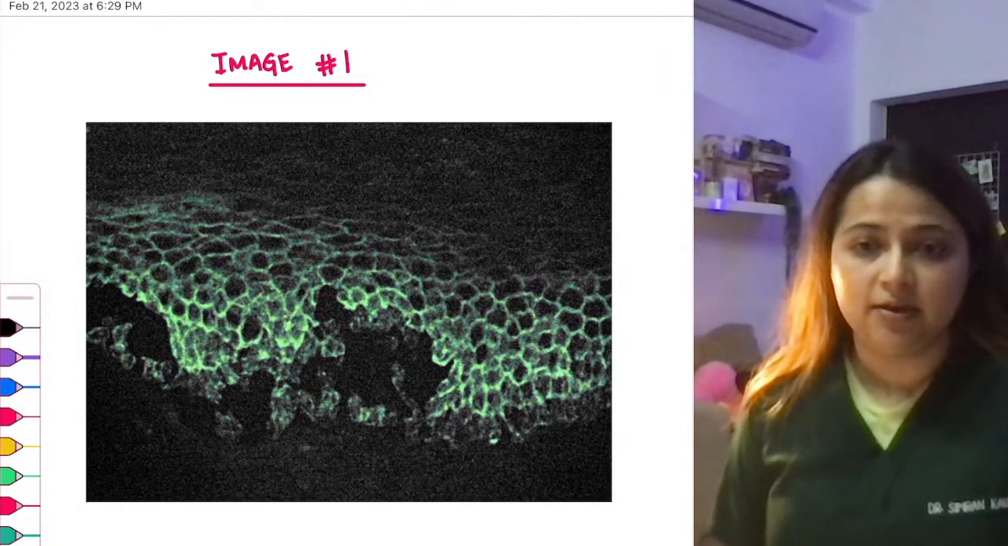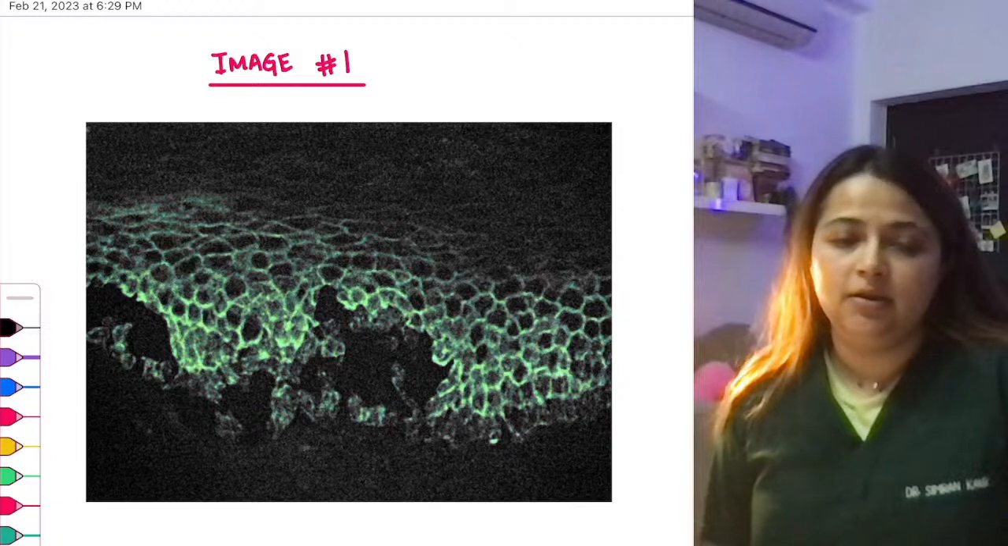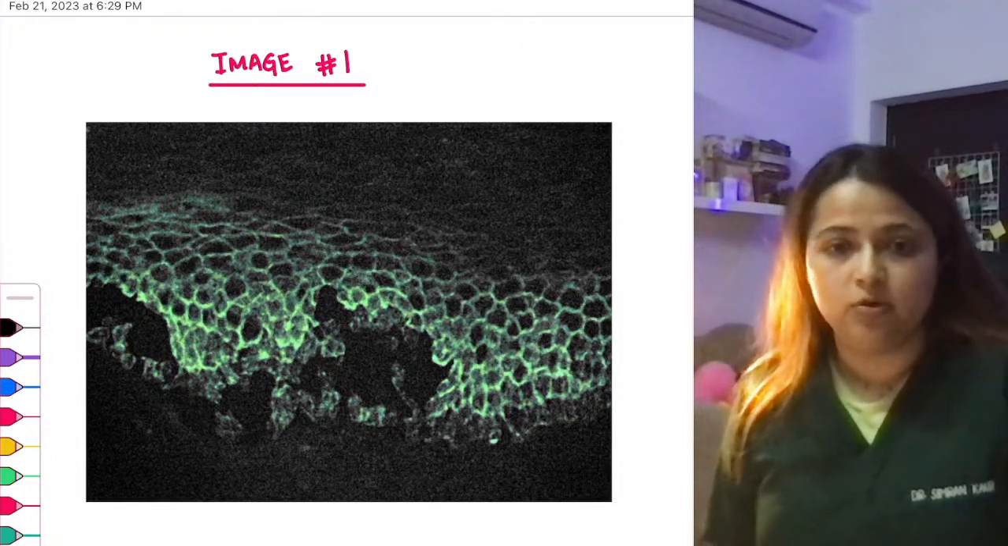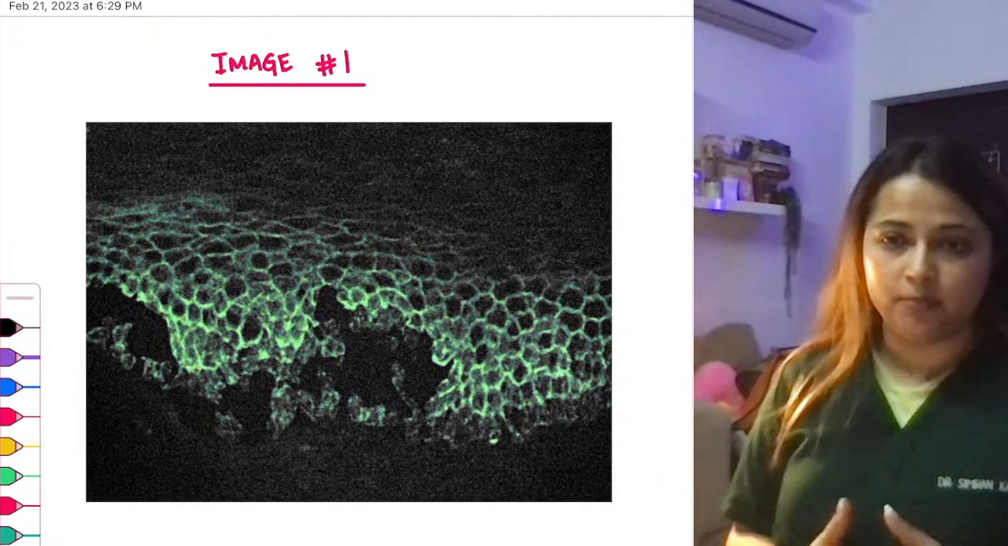We will begin a session of eye yield images where I would be clinically correlating important points along with the images. So whatever is necessary, we would discuss everything revolving around that particular topic.